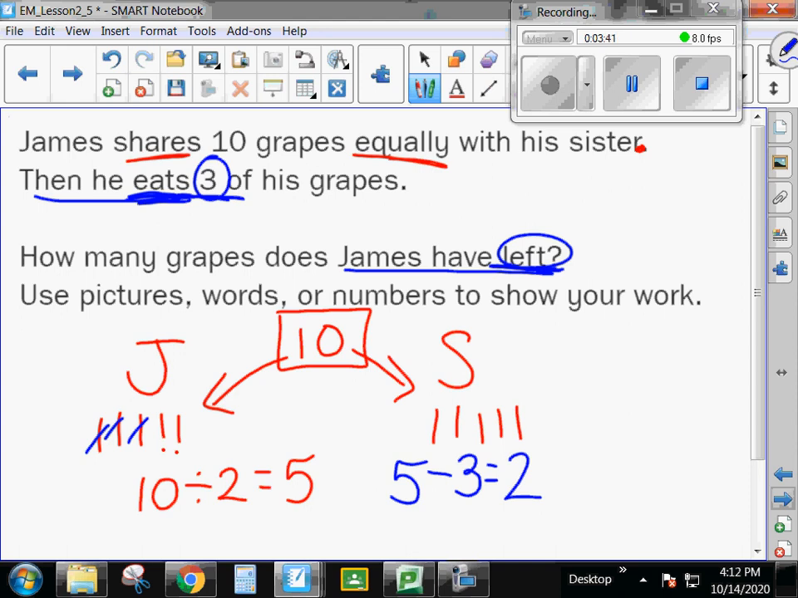That's the kind of thing that we're going to work on today. We're going to get some word problems, we're going to draw out our steps, and then we're going to write a number model for each step that we've done.